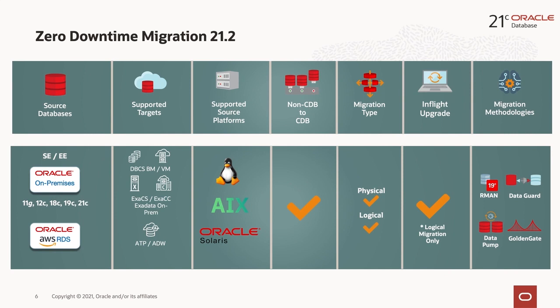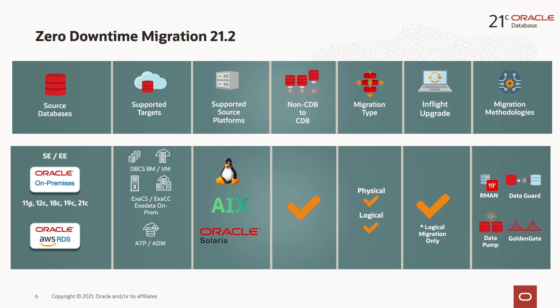Here we have a really good overview of the Zero Downtime Migration part. As you can see, you have different storage databases that are supported. You have Standard Edition and Enterprise Edition Oracle databases on premises, Oracle databases running on AWS RDS. We support databases from 11.2.4 onward.